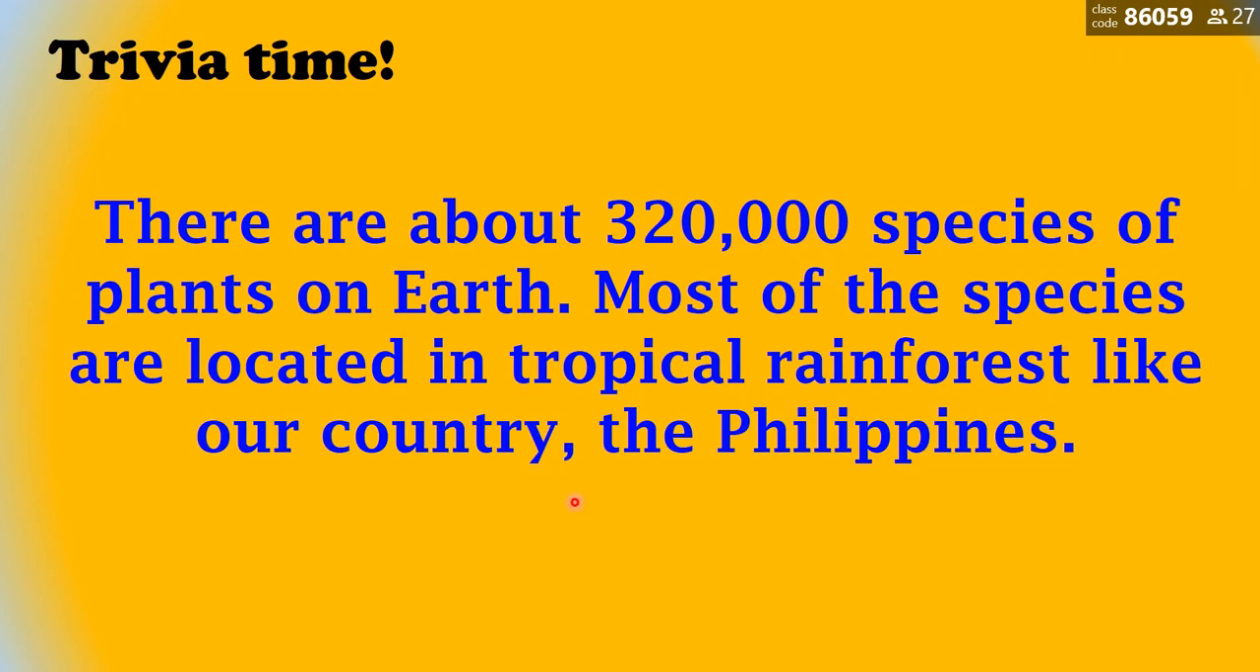Let's have the trivia time. There are about 320,000 species of plants on Earth. Most of the species are located in tropical rainforests like our country, the Philippines. So we are very, very blessed because we have plenty of plants.